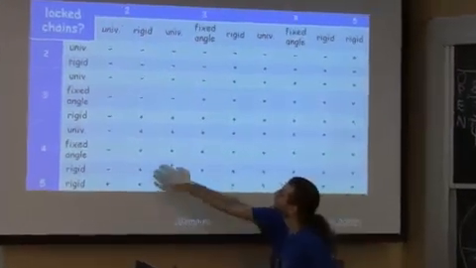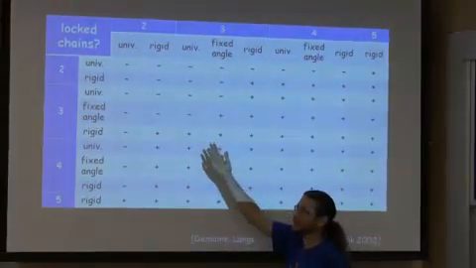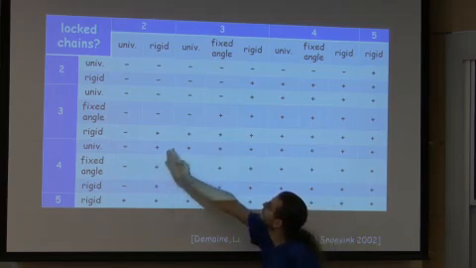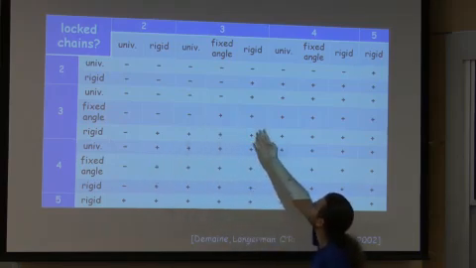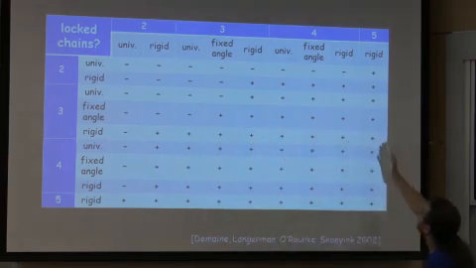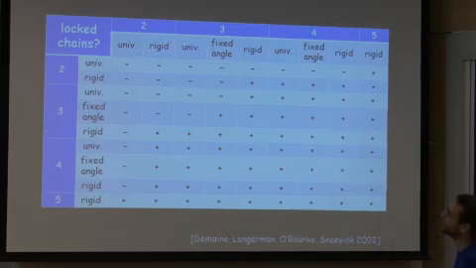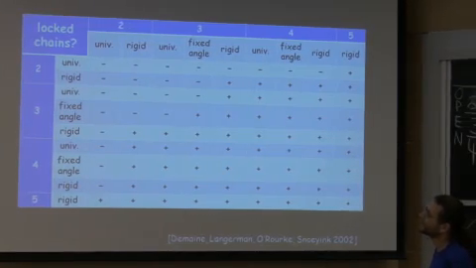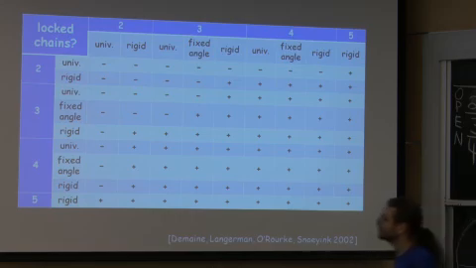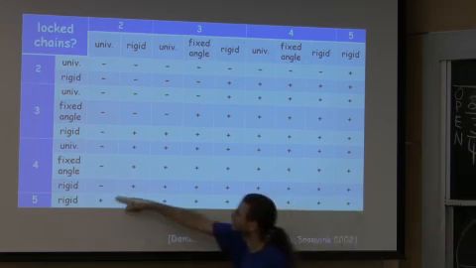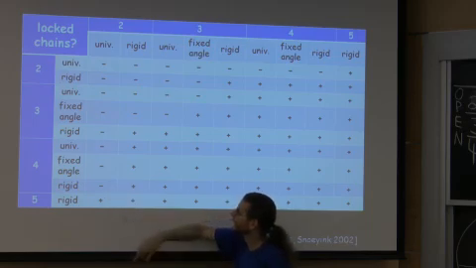We've got universal and rigid. A fixed angle 2-chain is a rigid 2-chain, so there's only 2 columns there. Universal, fixed angle, rigid; universal, fixed angle, rigid; and here we only get up to rigid. I'm not sure if it makes a huge difference out there. Again, it's not a complete story. There are other results that might fit in here.